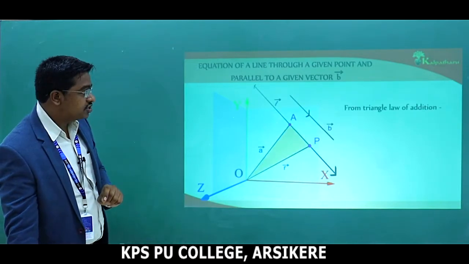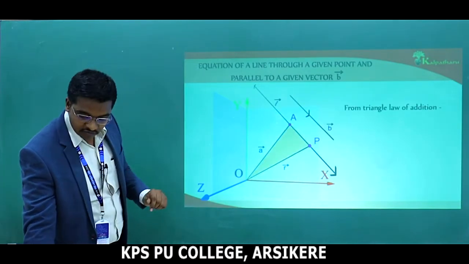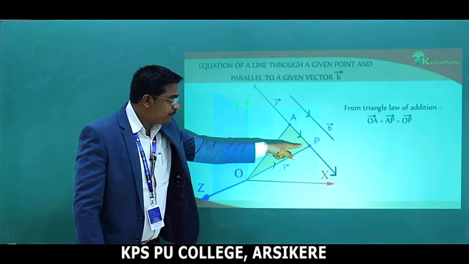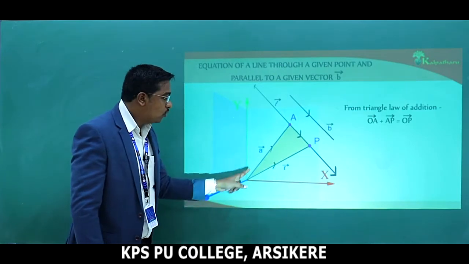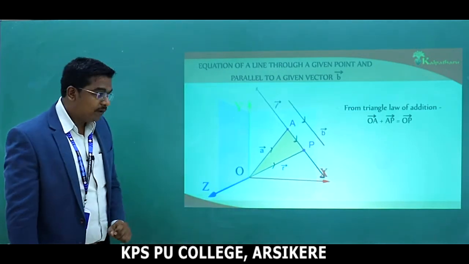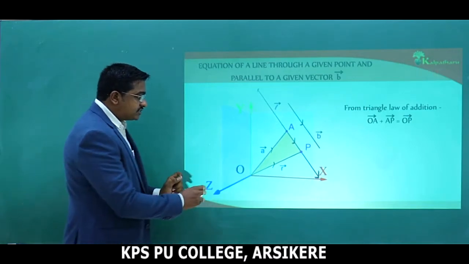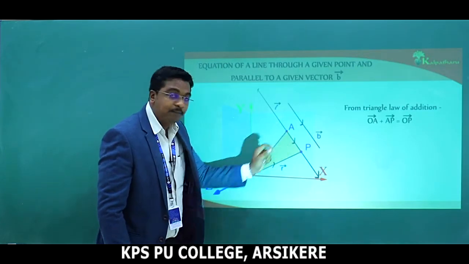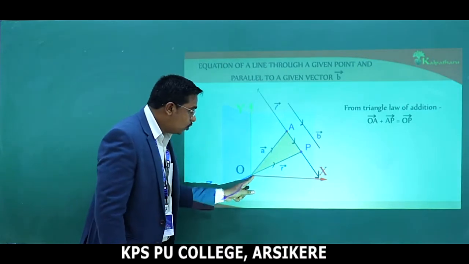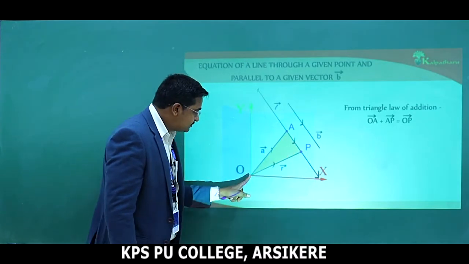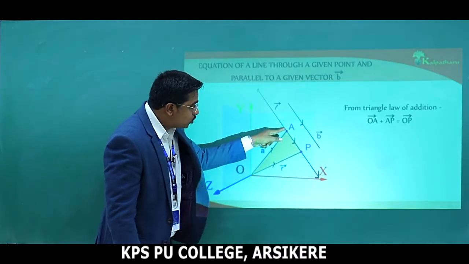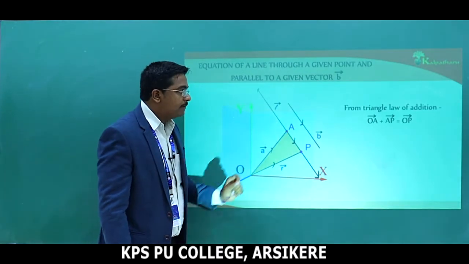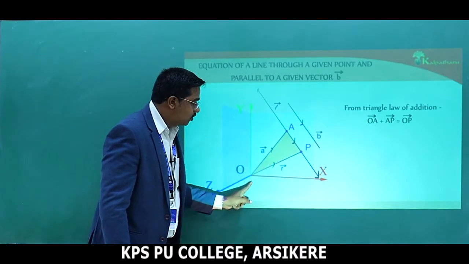From the triangle law of addition of vectors, for triangle OAP, OA plus AP is equal to OP, because we are starting from the origin, moving towards the point A, then point P. The total displacement O to P is equal to O to A plus A to P. That is, vector OA plus vector AP is equal to vector OP.